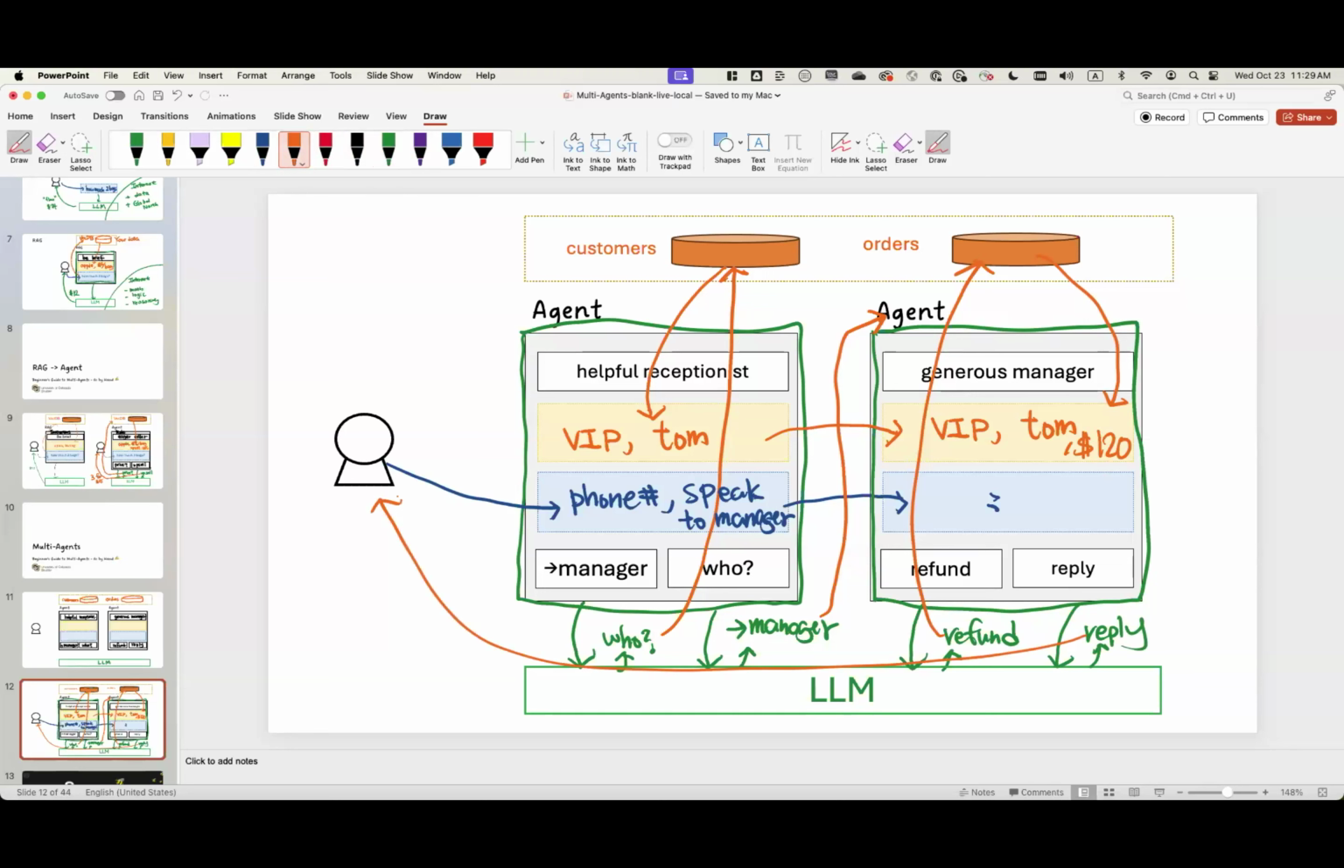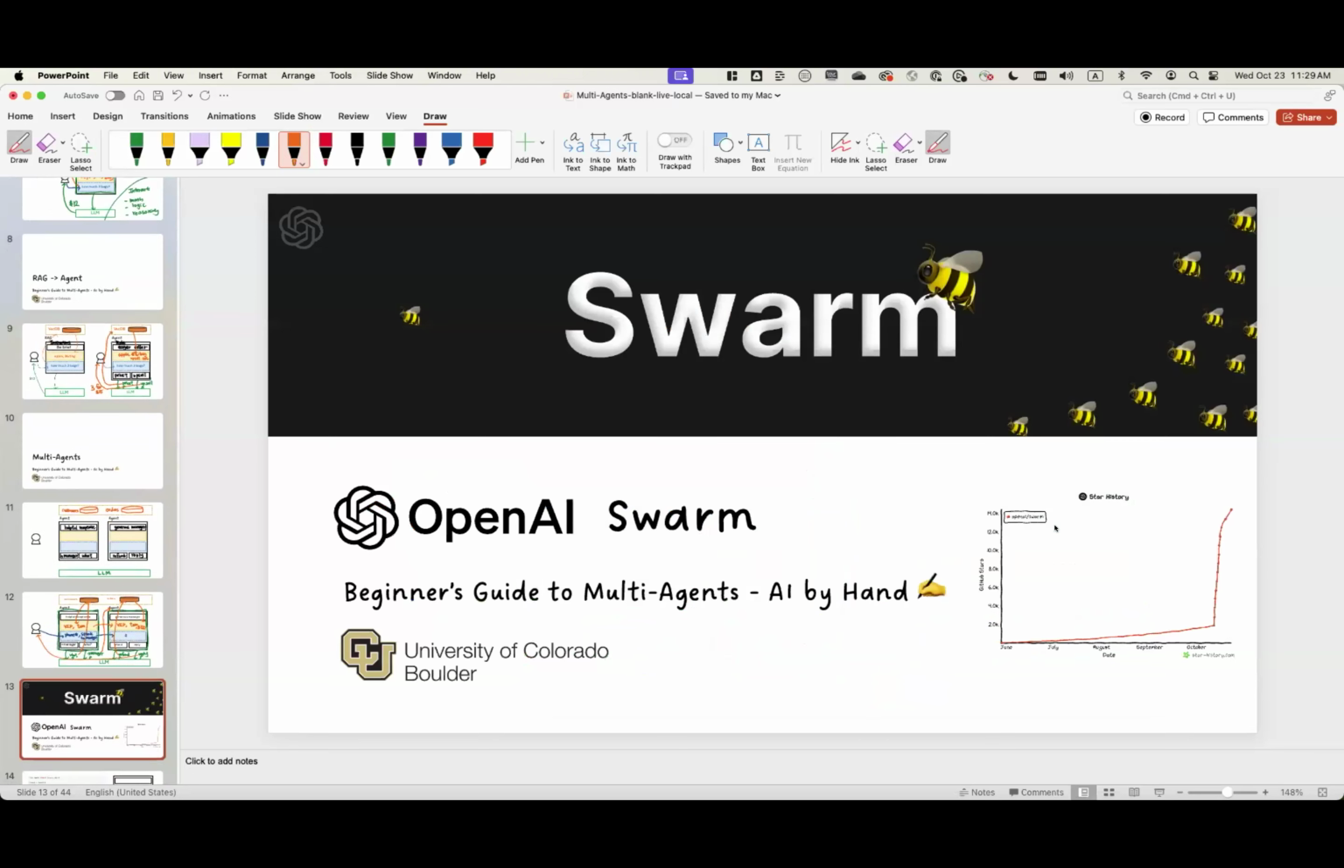So there are a few things you see happening: we have this process of transferring from one agent to another agent, and also a communication mechanism of passing data, context, and user input from one agent to the other. We're going to take some time later today to break down those processes and communication mechanisms and more. But first I would like to talk about an actual way to implement it.